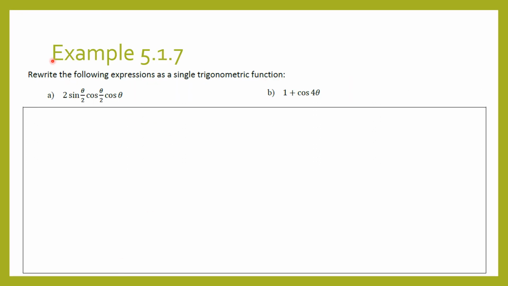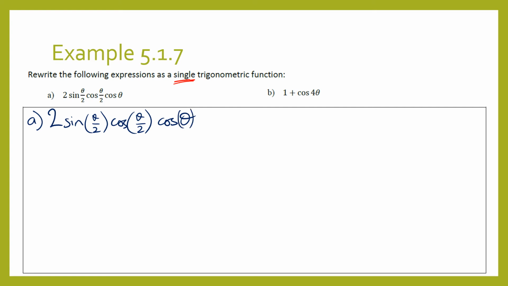In this example, we need to rewrite the following expressions as a single trig function. So it could be sine, could be cos, could be tan, but it must be just a single one. Could be squared, could be cubed, but just a single trig function. So part A, first of all, I'm just going to copy out the question. So there we go. I've put brackets around theta over 2 just because I think it looks nicer. It doesn't change anything. As you see in the question itself, they're not necessary, but I think it makes it easier to read. You can also put them around the final theta as well if you want to.